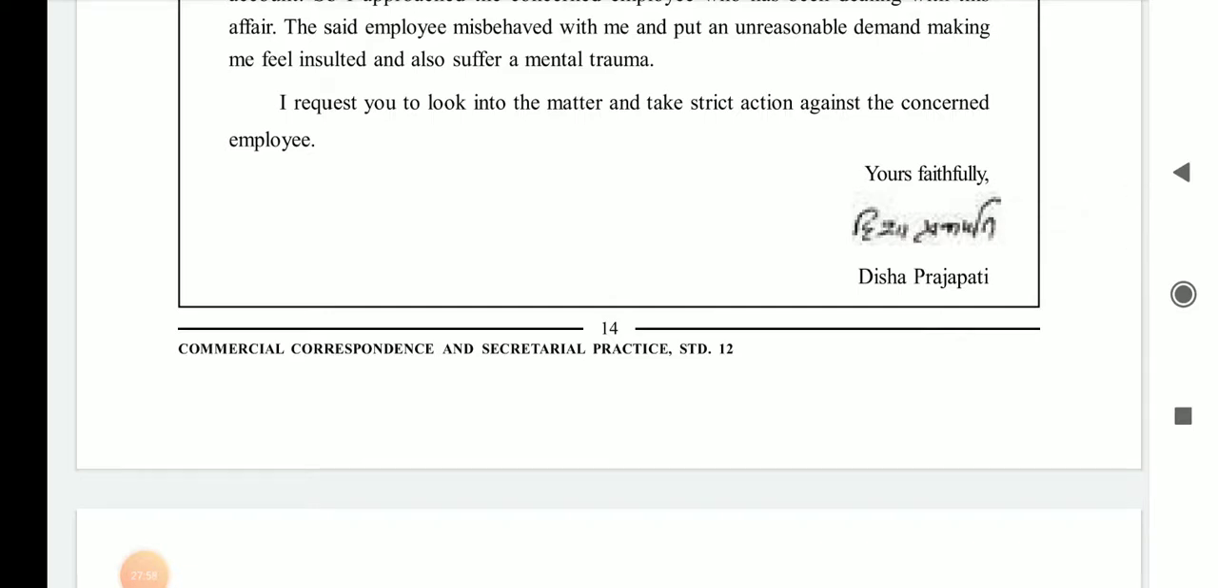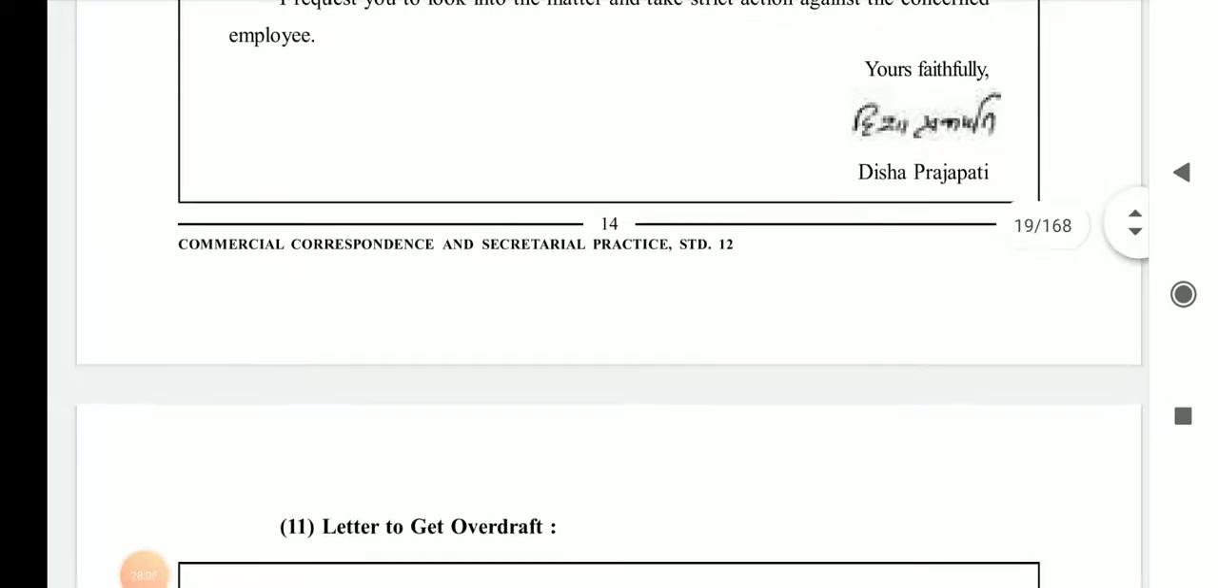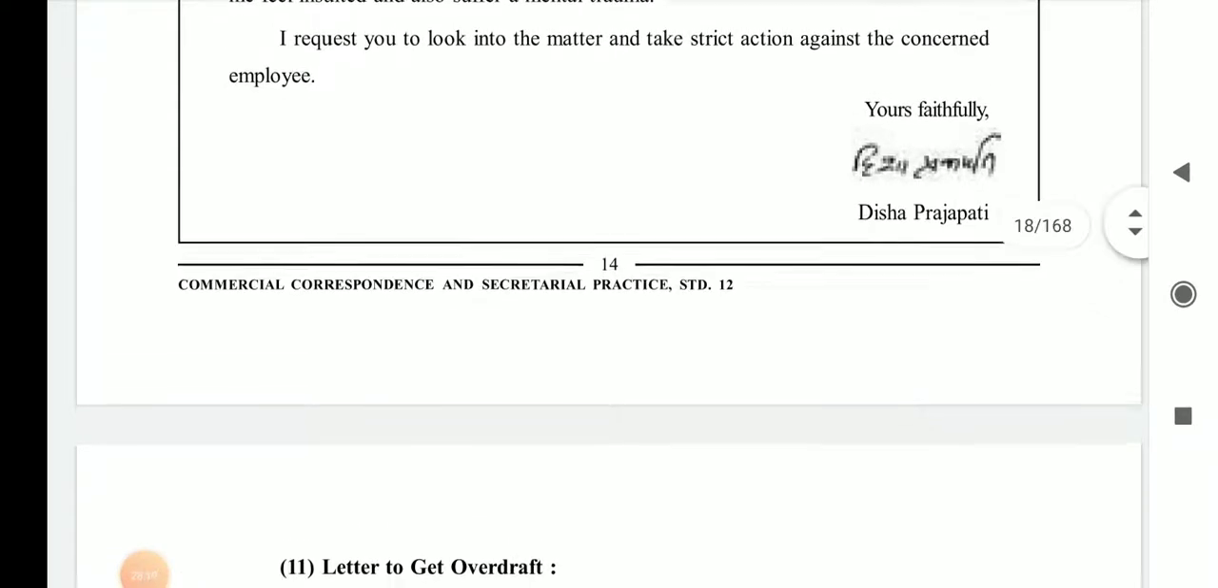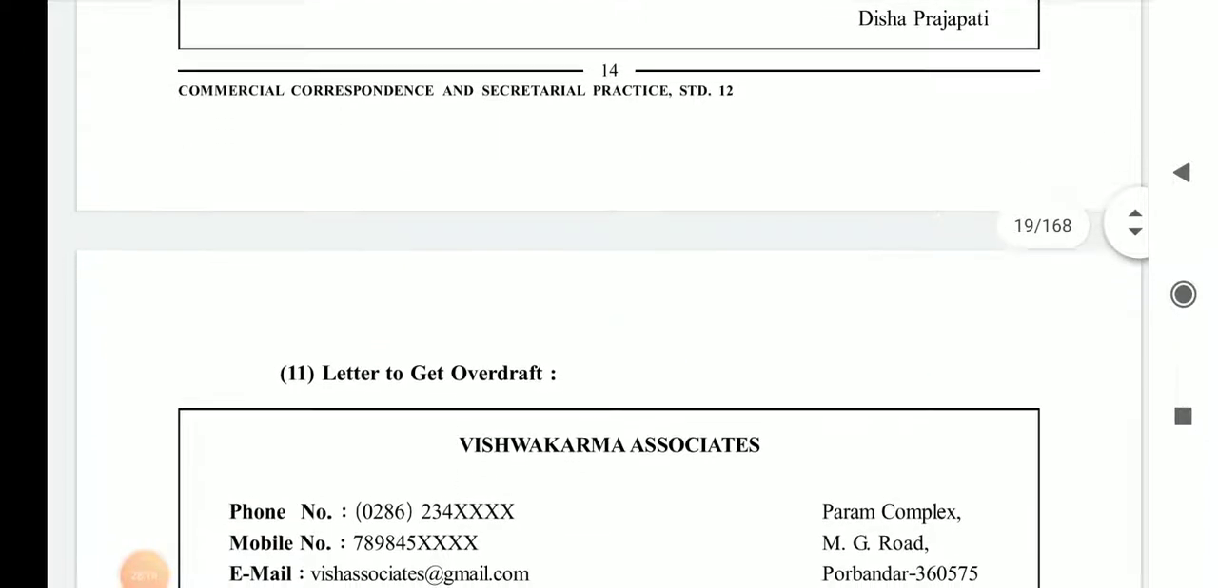I request you to look into the matter and take strict action against the concerned employee. Here the lady wants some strict action against this employee. Disha Prajapati is the writer.